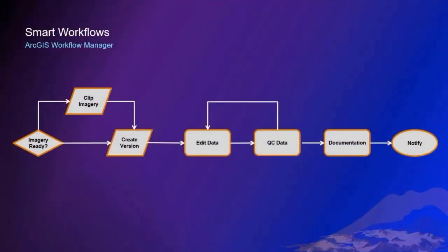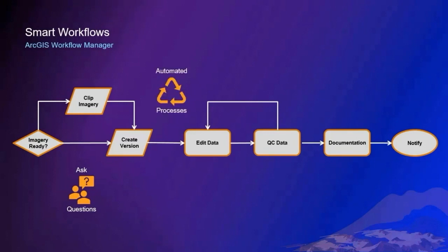So a high-level workflow for data capture, which includes editing and quality control, could look something like this, but with Workflow Manager, it's not just a flow chart, it's actually integrated into the software. So for example, with Workflow Manager, the system can ask me questions. So is my imagery ready? And then it can branch based on my decision. It can also run automated processes. So we could have the Clip GP tool, for example, run automatically with the correct parameters already populated. Or we could create a version in the geodatabase automatically as well.